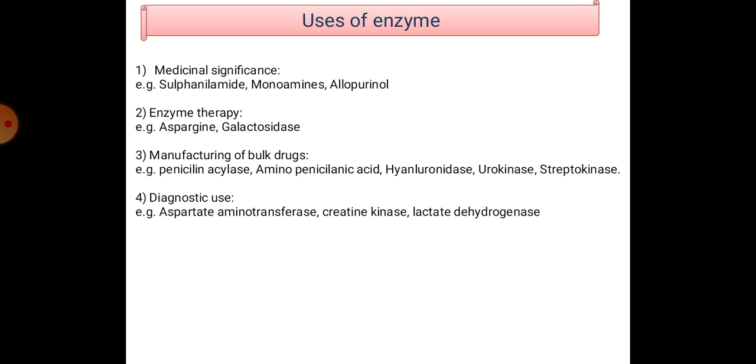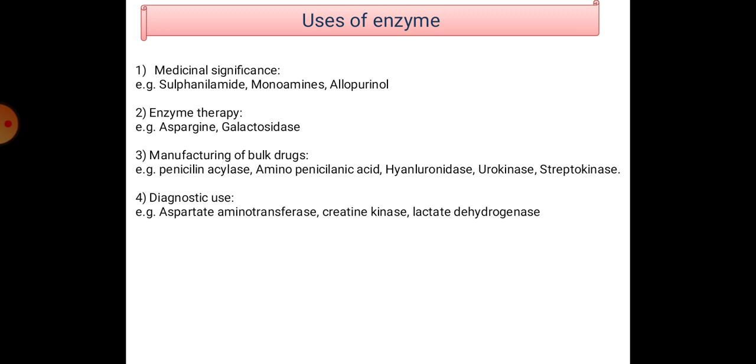Third kind of use is manufacturing of bulk drugs. Some enzymes are used in bulk drug manufacturing. For example, penicillin acylase is used for the production of 6-aminopenicillanic acid from penicillin G. 6-aminopenicillanic acid is needed for almost all semisynthetic beta-lactam antibiotics.